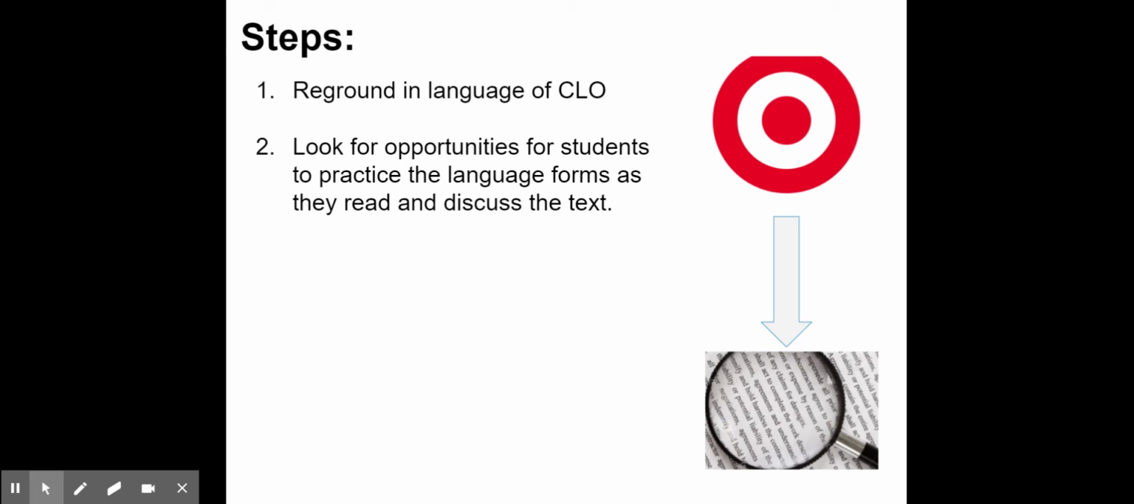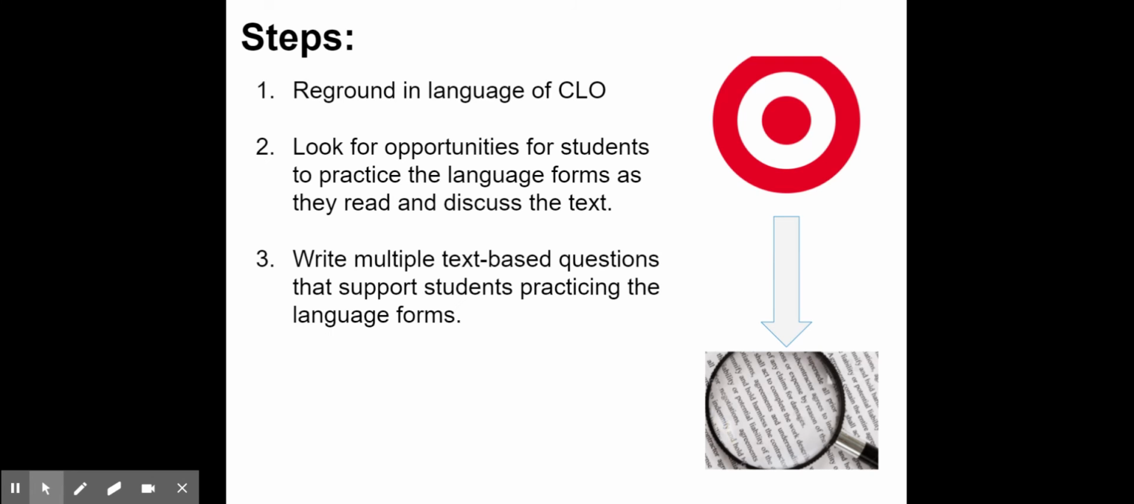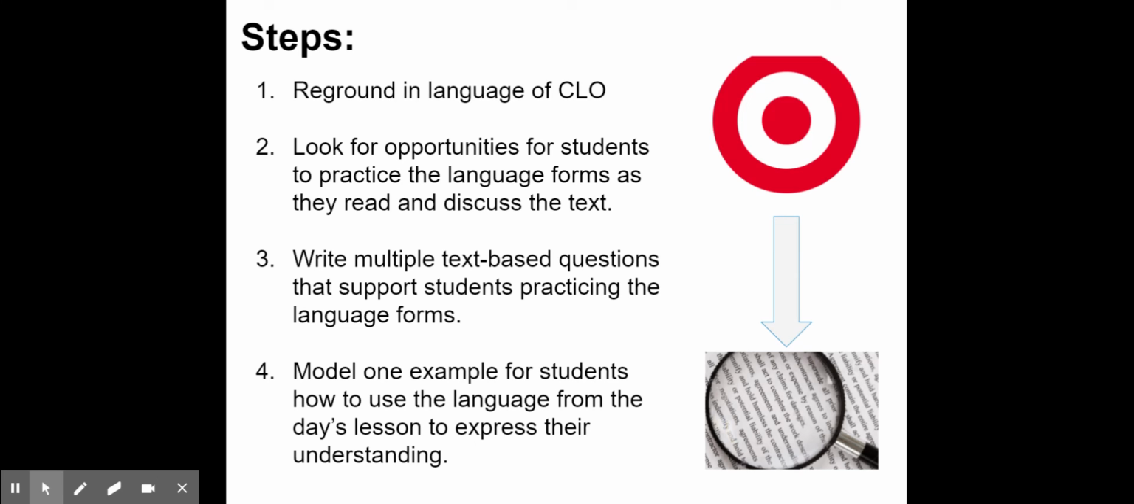If the text focuses on compare and contrast, in order for students to talk about that text, they would need comparative conjunctions. And so, again, your job is to look at the CLOs and determine how students can use that language from the CLO to engage in the text. Next, you'll write multiple text-based questions that support students in practicing the different language forms. And last, you can model one example for students on how to use that language when responding to a text-based question. This modeling piece is really important to ensure that students know what our expectations are.